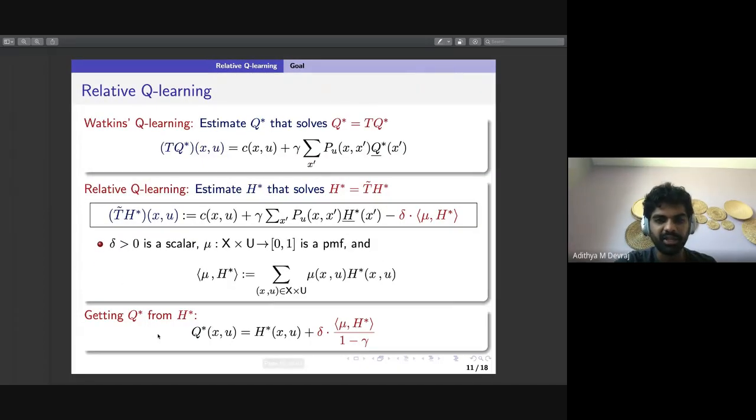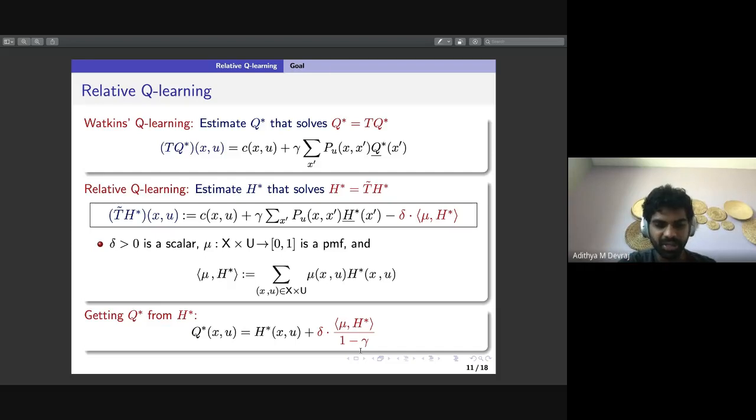if you really want to learn the constant too, and if you want to use this relative Q-learning algorithm, you can learn this relative value function h star, and then there is a direct relationship between this Q function and this relative value function. You can just get it directly by adding this constant over here. Okay, right. So mu h star is something that you would have calculated recursively in your algorithm, or rather, it's part of your algorithm itself, you can get this constant. You can just add it back.